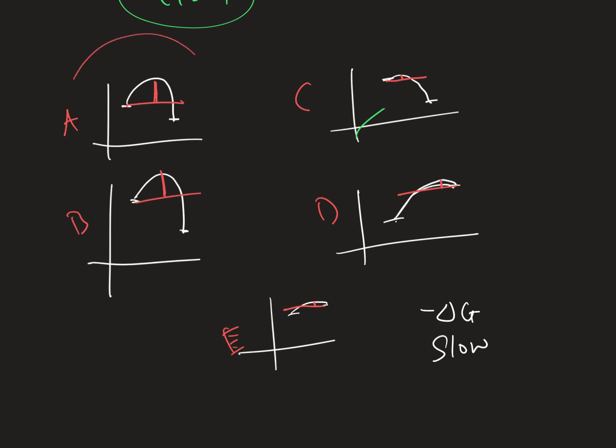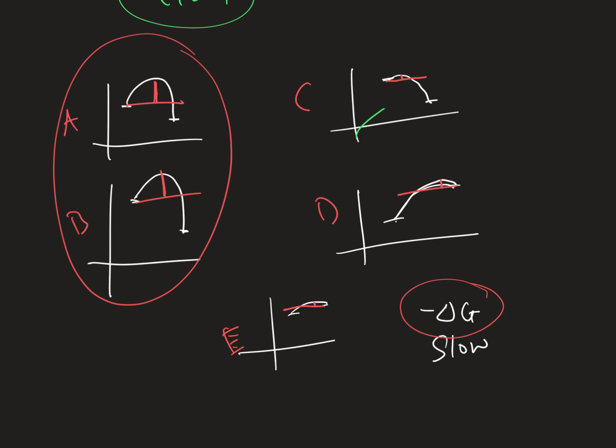So that means our options are A or B for this one, right? But now we have to find one that has a negative delta G. Well, what does negative delta G mean? Does it mean spontaneous or non-spontaneous? It means spontaneous. So which one will happen all by itself? Both of them. Okay, that was a bad question.